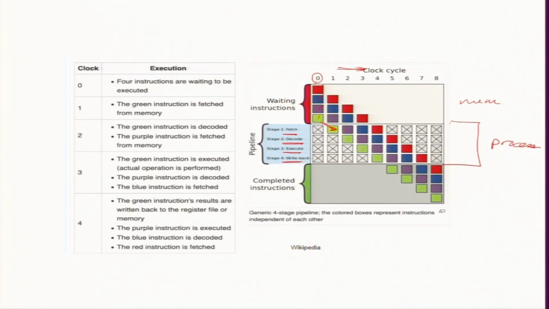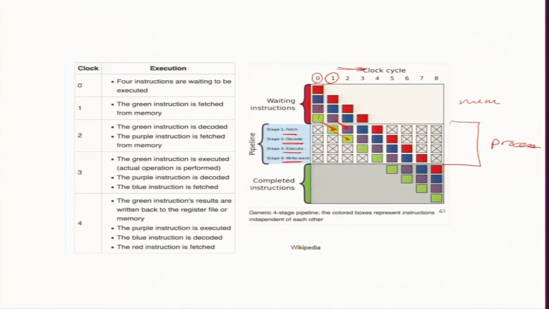So, they are different operations. Green comes in, so I have fetched it already. Next clock cycle, this is clock cycle 1, green is decoded. The decoder says, well, now I have the data, I have the instruction, I can decode it. But while this is decoding, the fetch hardware can fetch the next instruction. So my next instruction, the purple instruction, has come in.